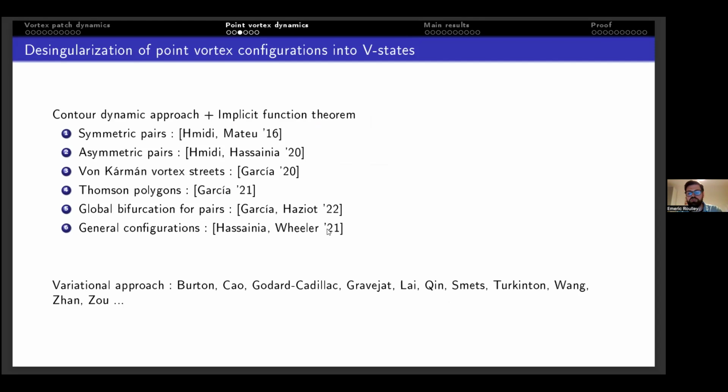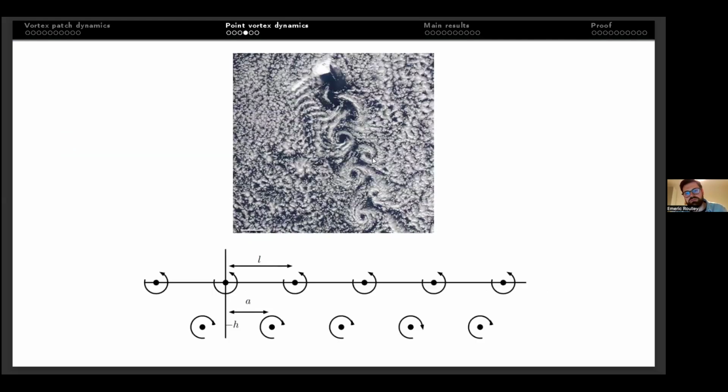And you can have more complicated configurations where you don't have 2-point vortices, but for instance, point vortices located on the vertices of a regular polygon. So it's a work by Claudia. And you can also have the von Karman vortex streets. So these are the uniform translation of patches, which are rows of patches, like infinite rows of patches. So here you have the point vortex system that you can desingularize into vortex patches, and you have a uniform translation.